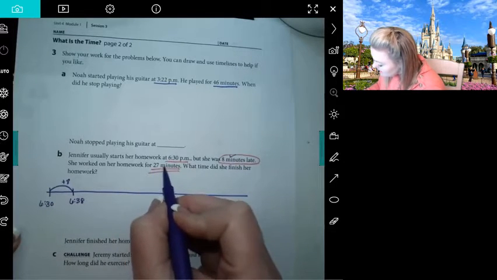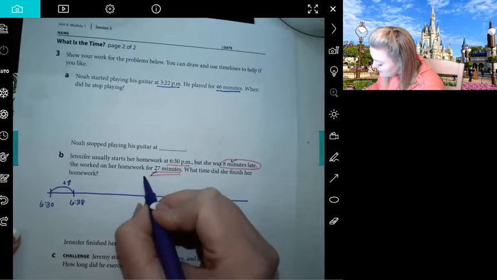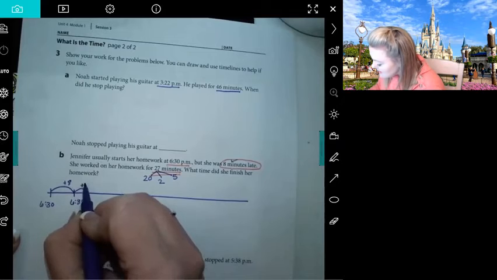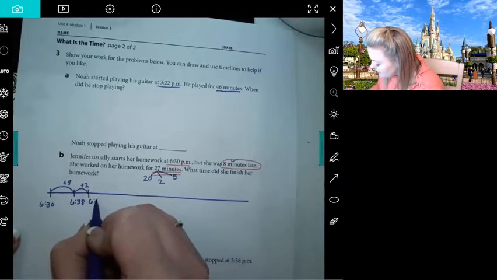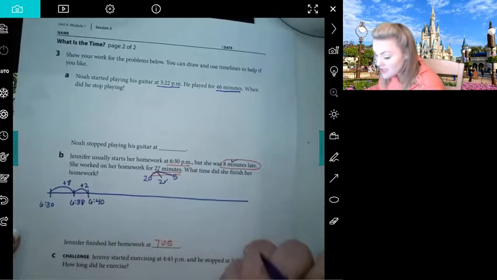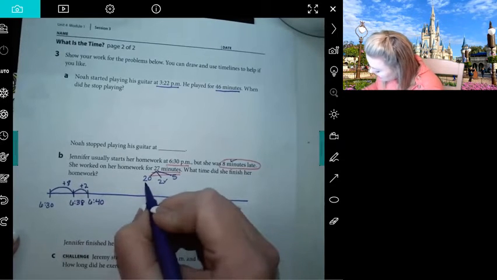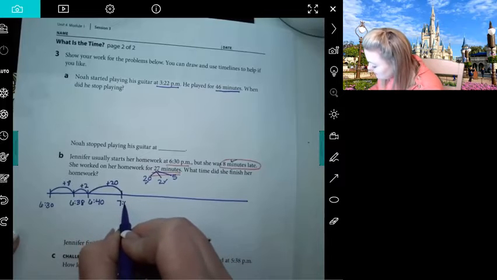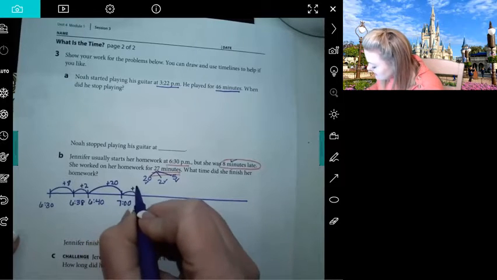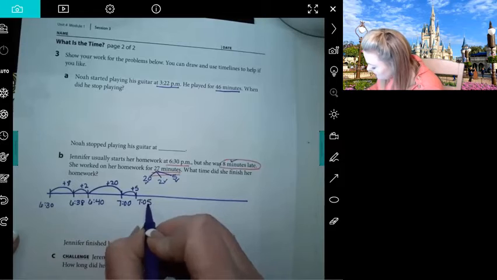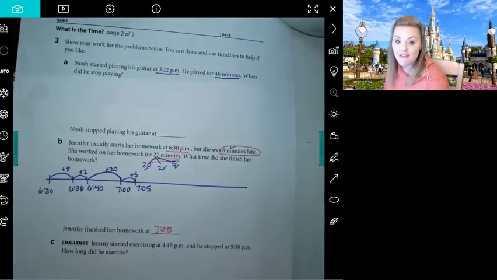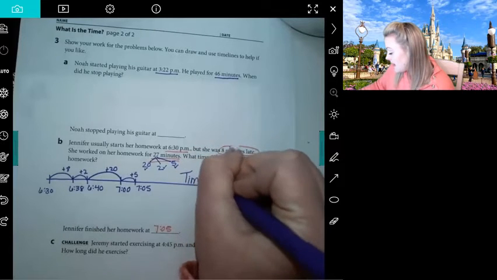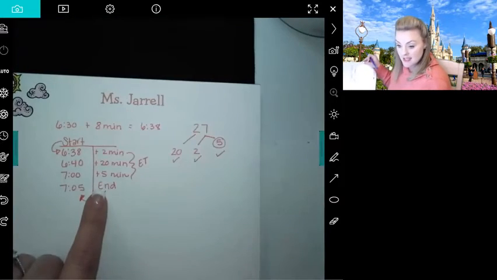And then 27 minutes. So again, I'm going to break that into 20 and 7, and then 2 and 5. I'm going to add my 2 minutes to get to 6:40. I'm going to check it off that I did that one. And then I'm going to add my 20 minutes. And that would get me to 7 p.m. And then 5 more minutes would be 7:05. And so then there I go. She finished her homework at 7:05 p.m. So this is the timeline. And I've also shown you the T-chart.